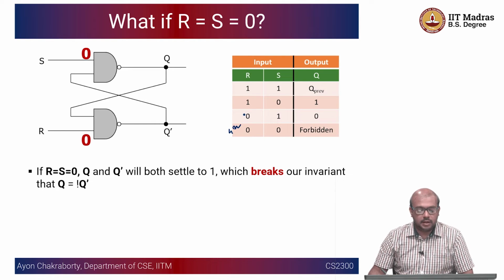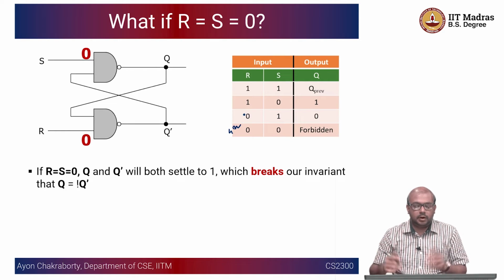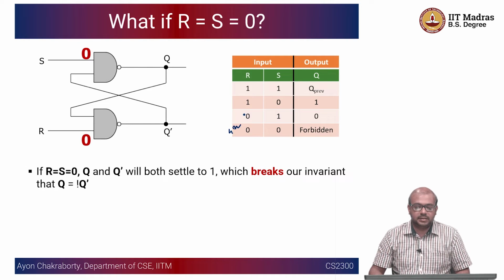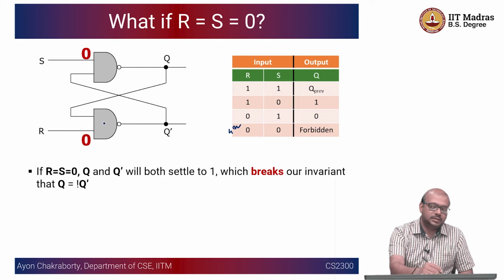So now both of them will be 0, 0. Okay. So Q and Q bar are both settled to 1, which breaks our invariant that Q is equal to Q bar, right? I mean, Q should not be equal to Q bar, right? That is the basic assumption. But if you have 0 and 0 in both of them, you can very easily see that they are just the NOT of an AND gate, right?